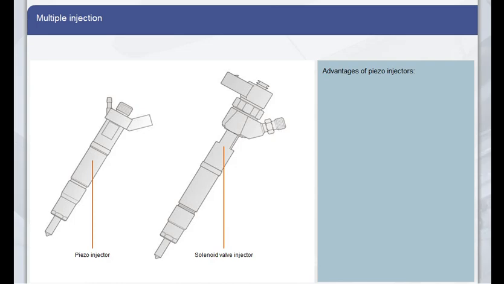Piezo injectors have a number of advantages compared to solenoid valve injectors. Piezo electronically controlled injectors are not only smaller and lighter, they can also be switched faster. This permits flexible multiple injection with very small, precisely metered quantities of fuel. This leads to reduced pollutants from combustion and new options for exhaust gas treatment.